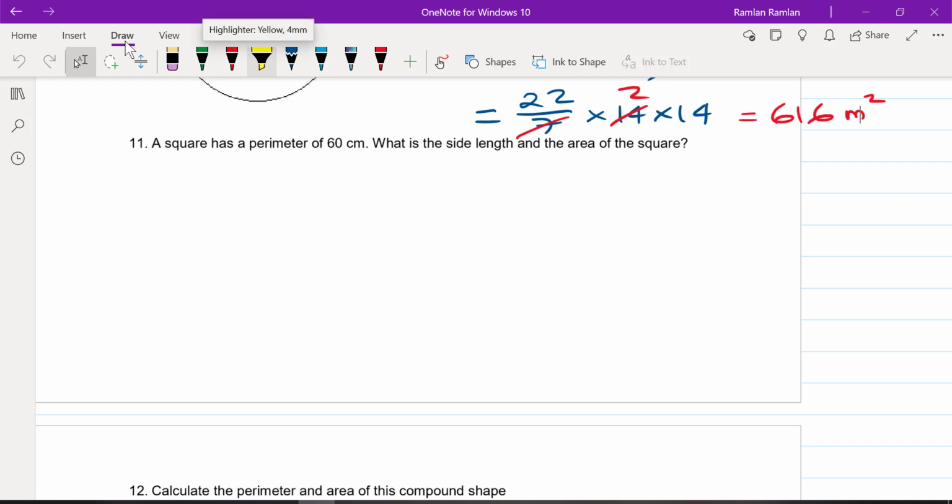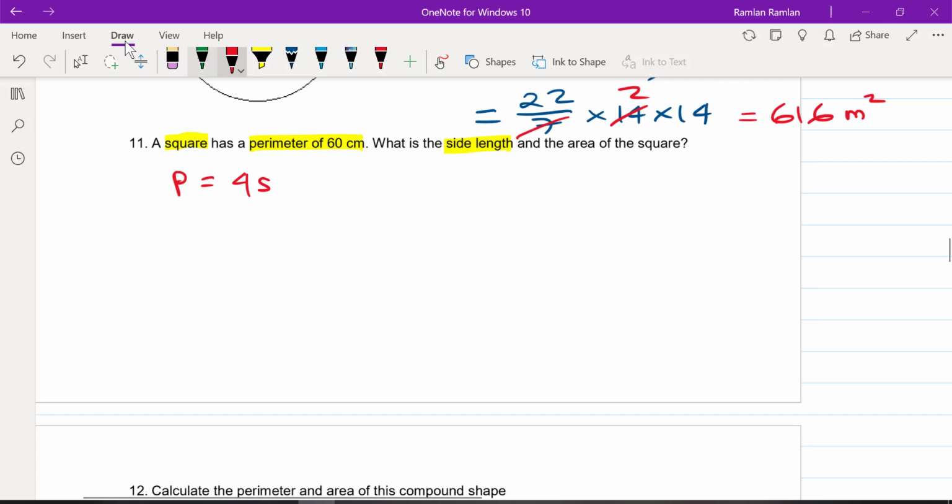Okay, so the information I get from the question is that the shape is a square, and the perimeter is 60 centimeters. And the first question is, what is the side length? As we know, a square has a formula for the perimeter that equals 4 times s, where s is the side length, right?